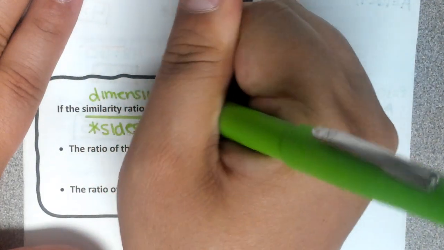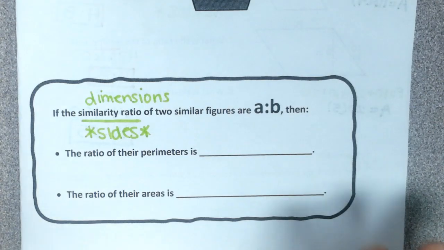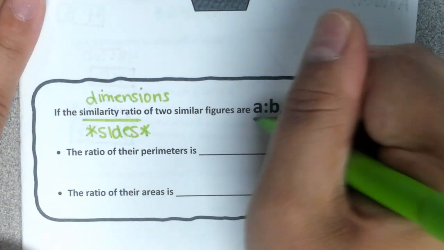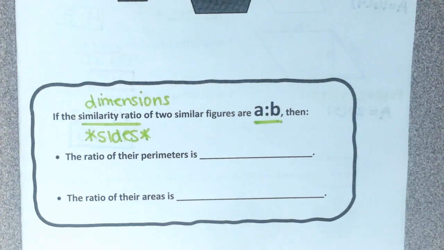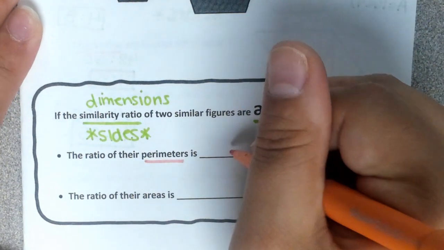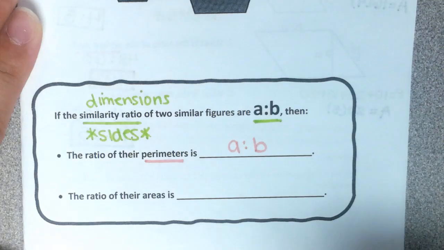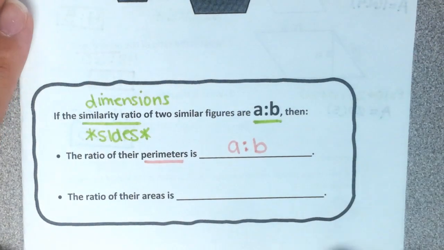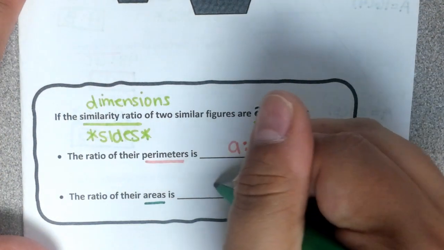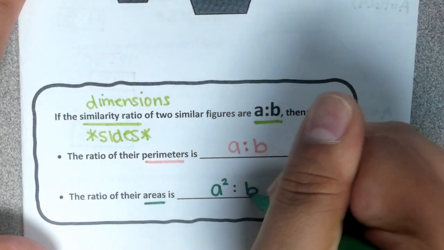That's just size, right? Dimensions are just sides, the length, the width, the height, the base. So if it says the dimension, the ratio of the dimensions or the ratio of the sides, that's your similarity ratio. If that is A:B, what is going to be the ratio of my perimeter? A:B. The similarity and the perimeters are the same ratio. That'll be A squared and B squared for areas, you square them.